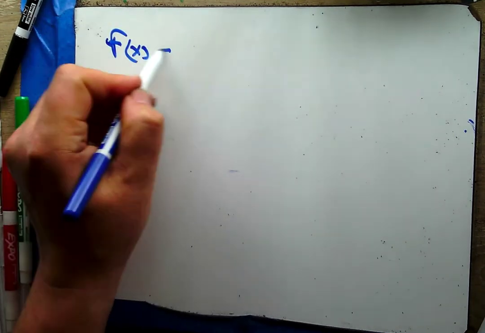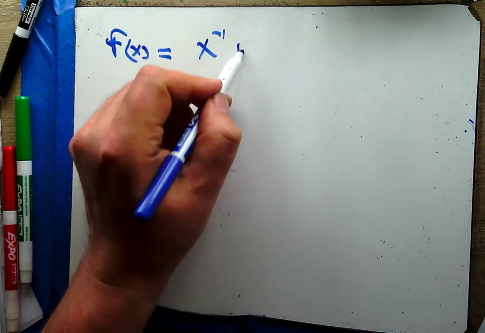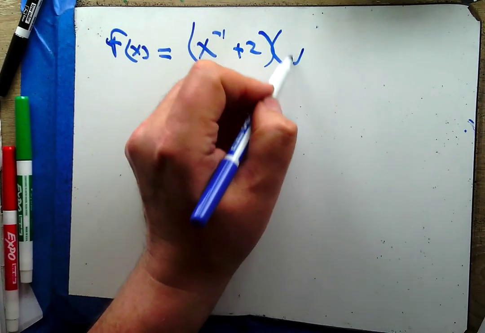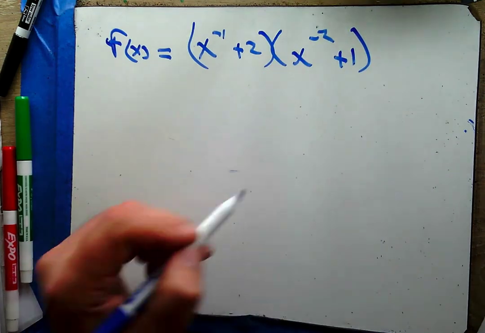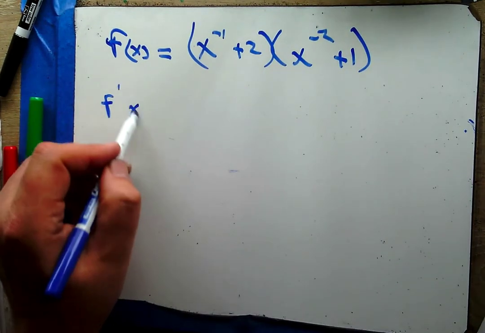Okay, how about this one? f of x equals x to the minus 1 plus 2 times x to the minus 2 plus 1. Please find f prime of x for me.